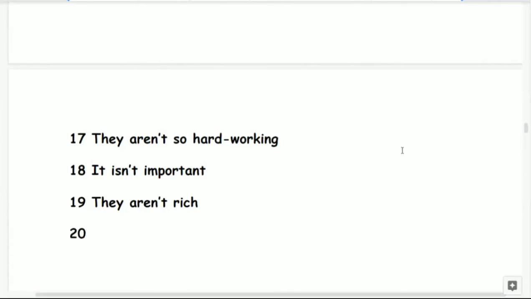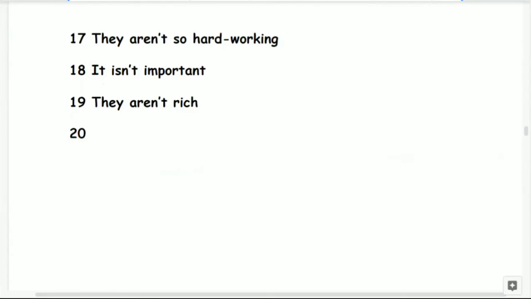Şimdi isə deyək ki, bu maraqlı deyil. Bu it deyil. It isn't maraqlı, interesting. It isn't interesting. Okay? Şimdi deyək ki, qız üçün deyək, o yaşlı deyil. O, she deyil. She isn't yaşlı old. She isn't old. Okay?